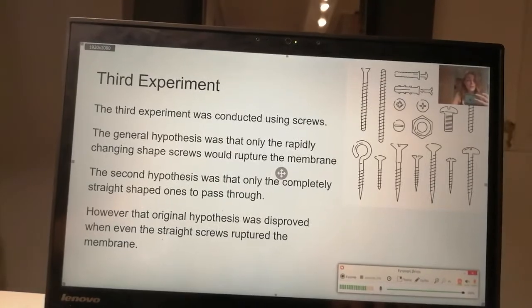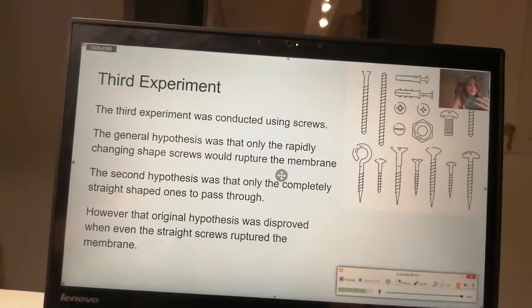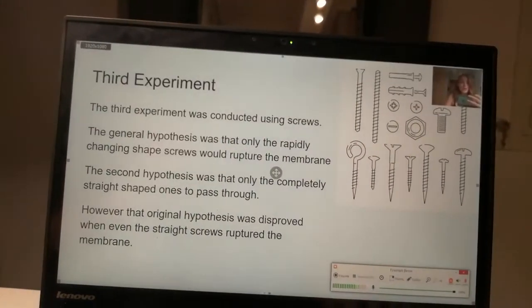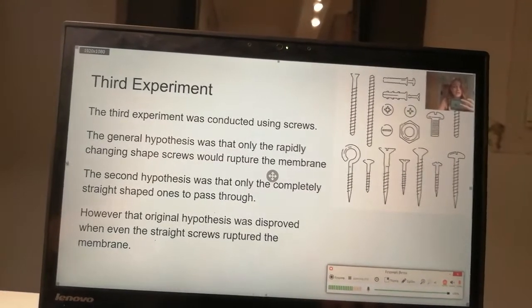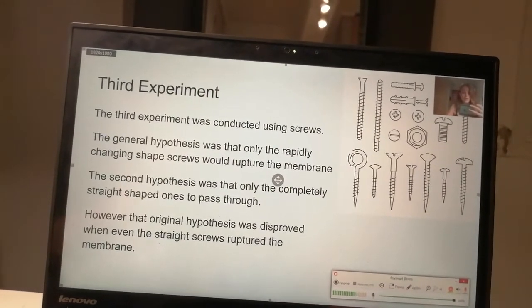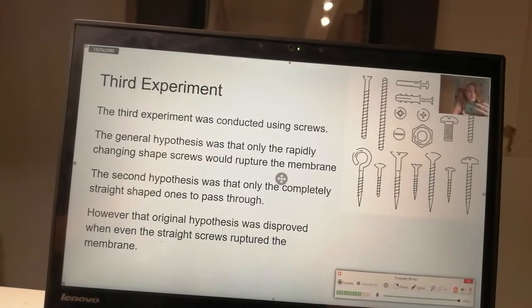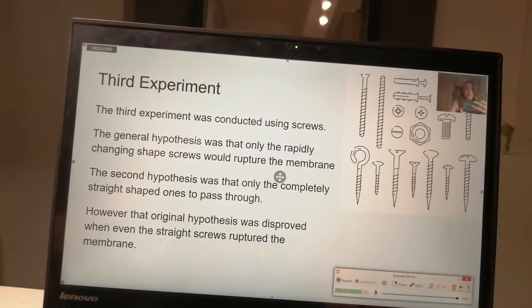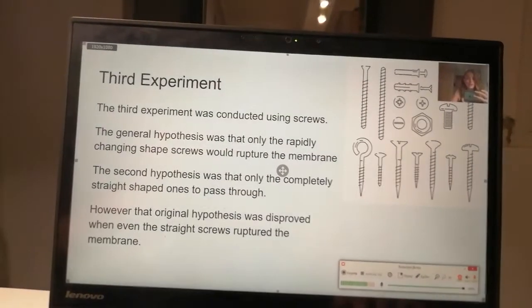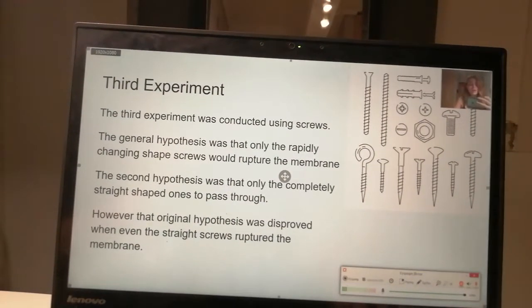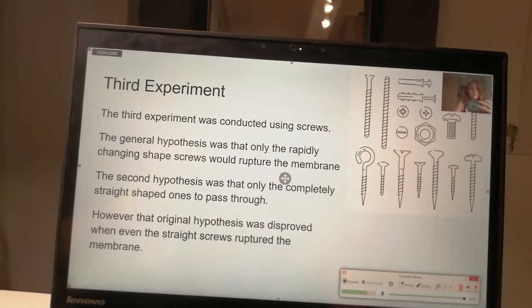So the third experiment was conducted using screws. The general hypothesis was that only the rapidly changing shape screws would rupture the membrane. The second hypothesis was that only the completely straight-shaped ones were able to pass through. However, that original hypothesis was disproved when even the straight screws ruptured the membrane.